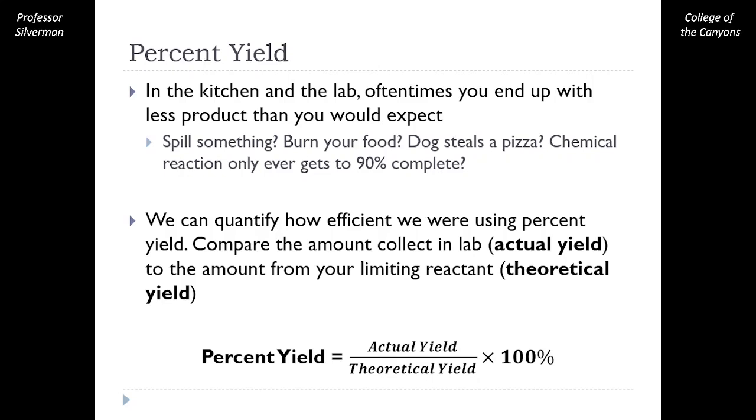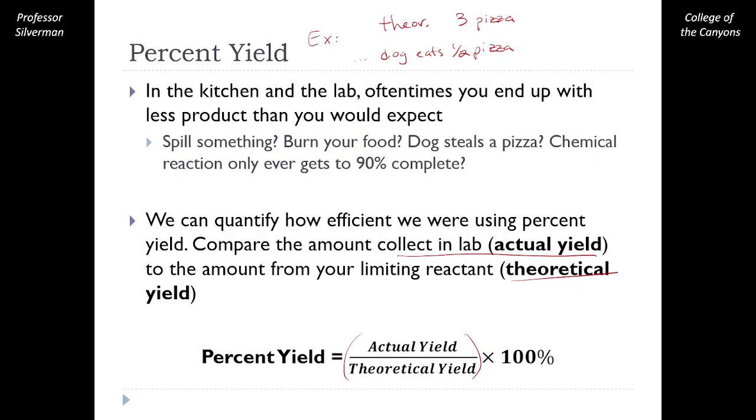We can quantify this using the formula for percent yield. This formula relates the actual amount that you collect in the lab to the theoretical yield that you can calculate based on your starting materials. Take that ratio and multiply by 100%.